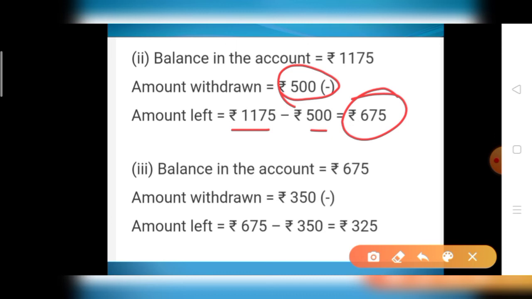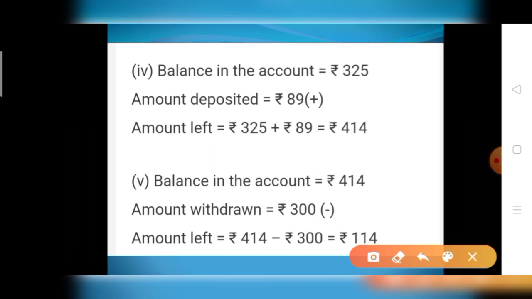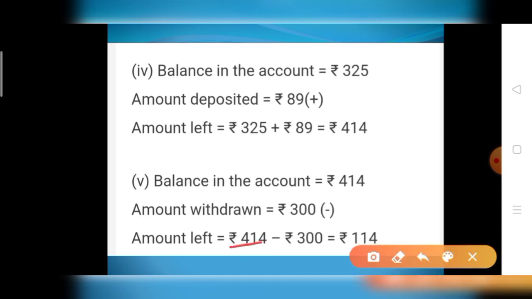The third subdivision: balance in the account is rupees 675, amount withdrawn 350. Therefore, amount left is 675 less 350, so the answer is 325. Fourth subdivision: balance 325, amount deposited rupees 89, so the amount left is 325 plus 89, which is 414. Fifth subdivision: balance 414, amount withdrawn rupees 300. Withdraw means minus, so 414 minus 300. The two symbols are different, so we subtract. The answer is rupees 114.